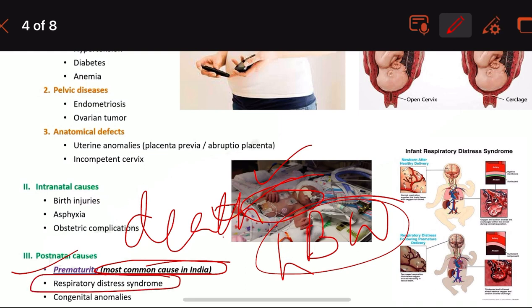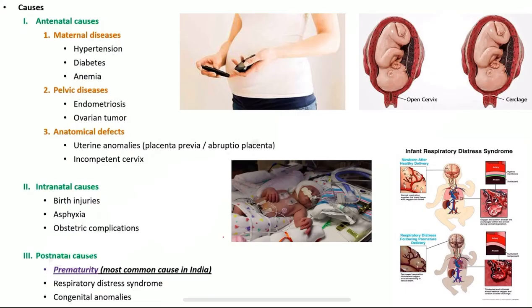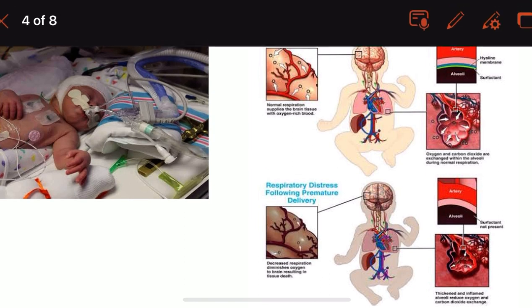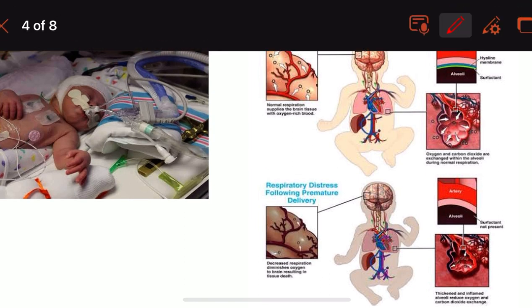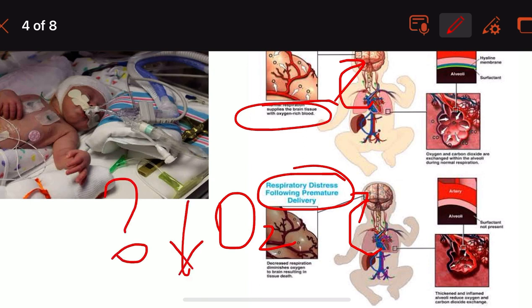Next, the respiratory distress syndrome. So we have the respiratory distress syndrome and congenital anomalies. In respiratory distress syndrome, what happens? Generally, guys, if the baby is healthy, oxygen will be supplied to the brain. In cases of respiratory distress syndrome, the oxygen supply to the brain is diminished. Why is there a diminution in oxygen supply? Because the surfactant which is supposed to be present in the lungs is no longer there. The surfactant is not present.